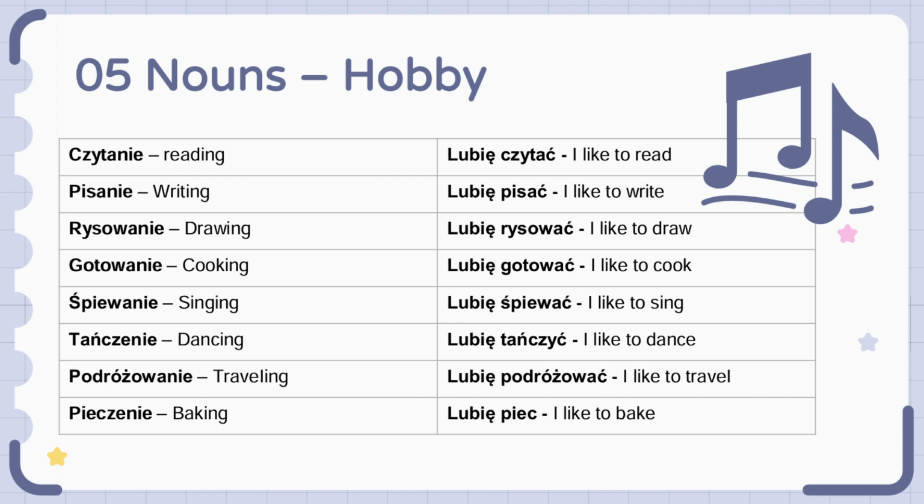We're gonna go over hobbies, and if you wanna say that you are interested in something or you like to do something, you can use an infinitive. For these cases, for example, czytanie, that is a noun, reading. You can say lubię czytać, which uses the infinitive of the verb. Lubię czytać, I like to read. Pisanie, writing. Lubię pisać, I like to write. Rysowanie, drawing. Lubię rysować, I like to draw.